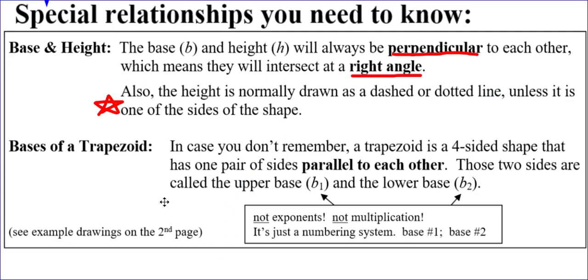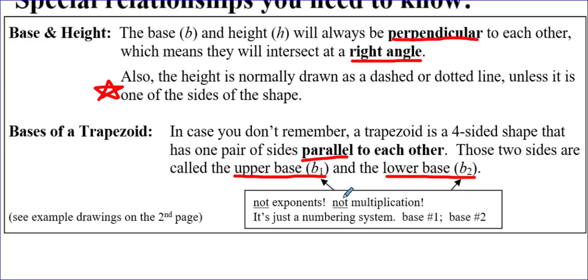Now, there are some specific things to know about bases of a trapezoid. In case you don't remember, a trapezoid is a four-sided shape that has one pair of sides parallel to each other. Now, parallel is not the same as perpendicular. Perpendicular is intersecting at a right angle. Parallel means the two sides go in the exact same direction and would never intersect each other. The two sides that are parallel are called the upper base, which is called B1, and the lower base, which is called B2. Now, these are not exponents. This is not multiplication. It's just a numbering system, base 1, base 2.